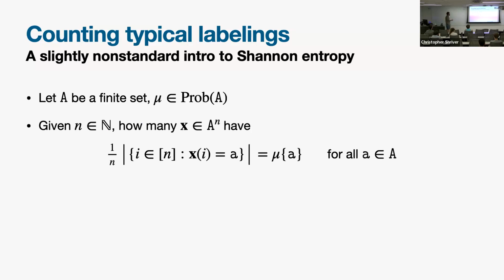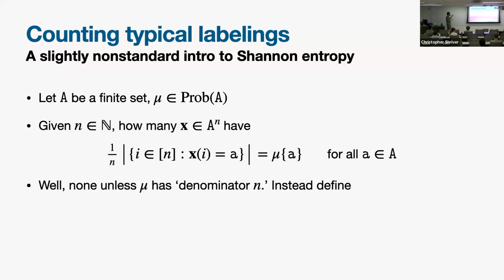And by that I mean, I don't really care about the order of the symbols just yet. I just want to know the number of times I use symbol A, or the proportion of times I use symbol A, is equal to mu of A. Okay, so that's the simple version. There's just a little problem: this is going to be a rational number with denominator n, so that's not something that I want to have to require.